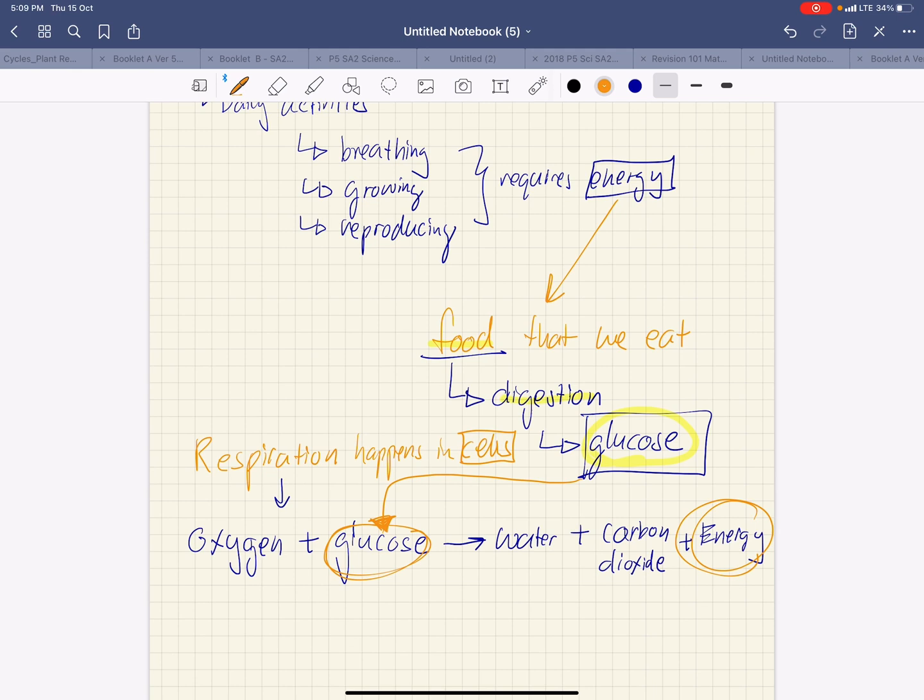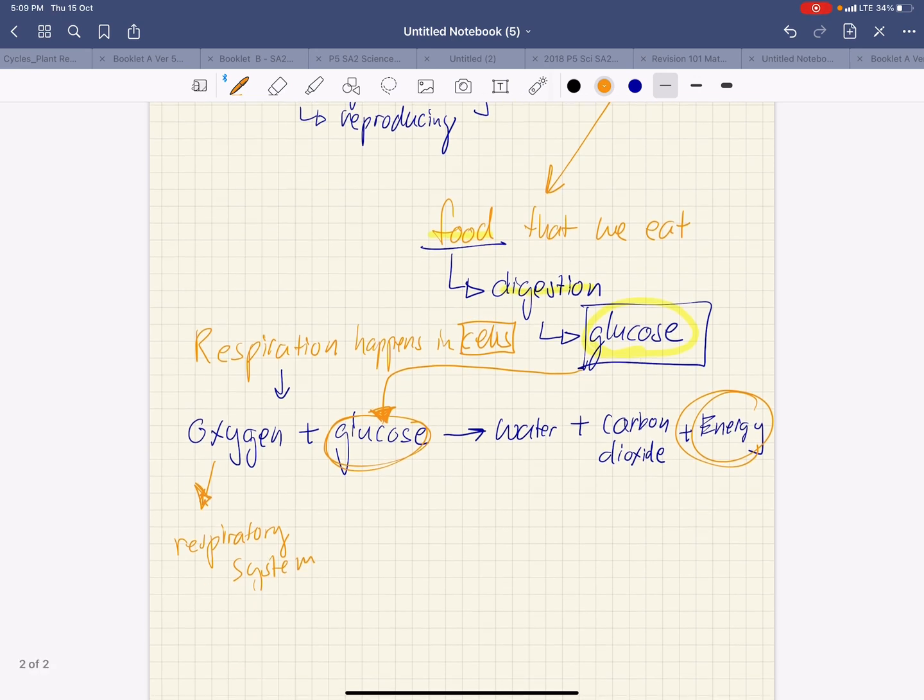Your oxygen that is needed for respiration comes from your respiratory system. If you recall, your respiratory system includes your lungs. Your lungs are the site of gaseous exchange, whereby oxygen is taken into the bloodstream and carbon dioxide is given out. When it's inside your bloodstream, it flows around your body. Together with your glucose, these two then undergo respiration to release the energy.